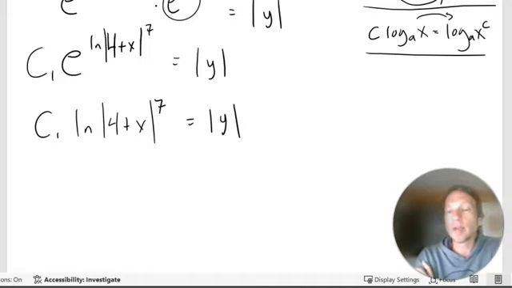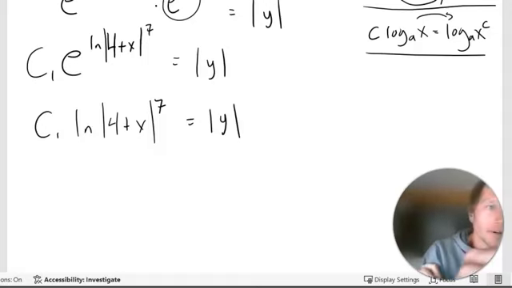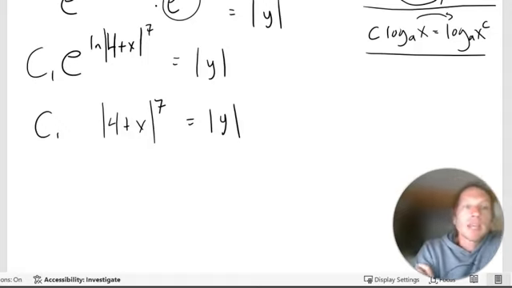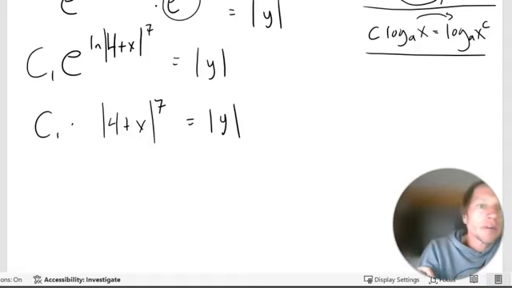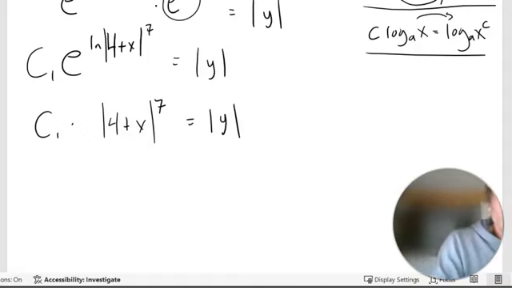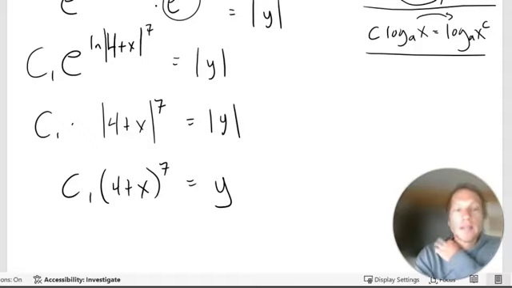Okay, so I got a lot of absolute value bars I've been carrying with me. I don't really need them, right? Because the absolute value of y we could write as plus or minus y. Same thing with this other expression. e to the natural log of the absolute value of 4 plus x to the 7th is just 4 plus x to the 7th. Now what do I do with these absolute value bars? Well, I can just get rid of them, because this would be like plus or minus y. Same thing on the left. And because we have this arbitrary value of c that could take on a plus or minus, we can just get rid of those. And it looks real nice. I got C1 times (4 plus x) to the 7th equals y. And that's my answer.